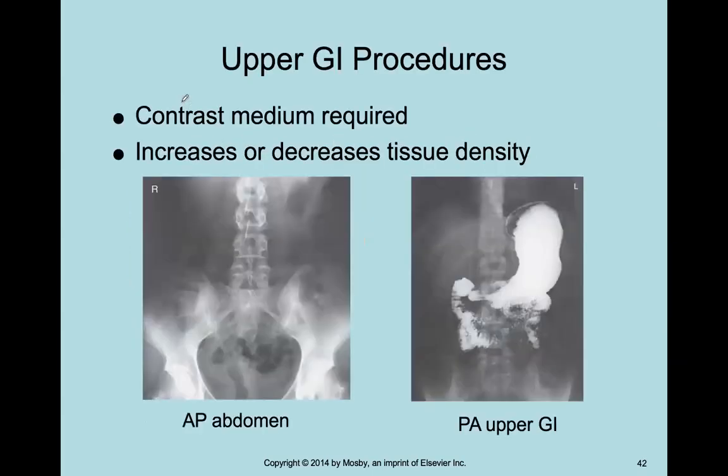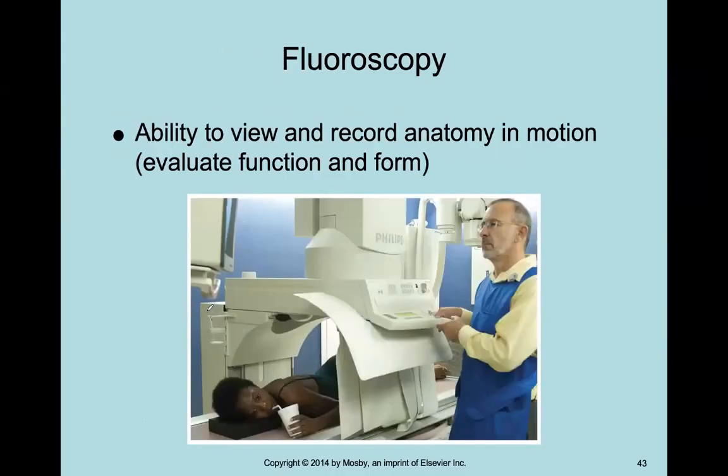Okay, so contrast media is required, right, for upper GI procedures, for any of these procedures. So this is an AP abdomen without contrast. This is an abdomen with contrast. Big difference, right?